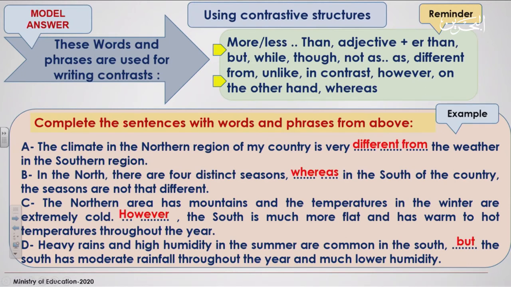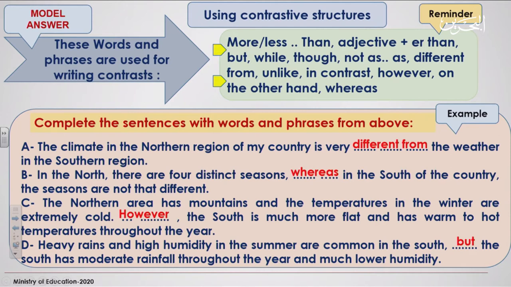The climate in the northern region of my country is very different from the weather in the southern region. In the north, there are 4 distinct seasons, whereas in the south of the country, the seasons are not that different. The northern area has mountains and the temperatures in the winter are extremely cold. However, the south is much more flat and has warm to hot temperatures throughout the year.